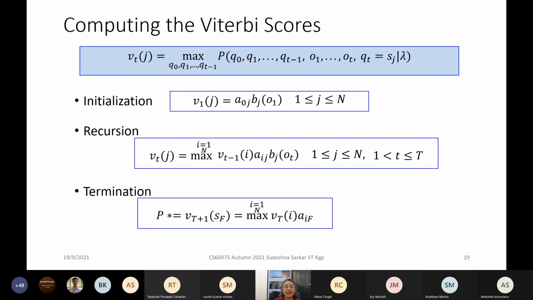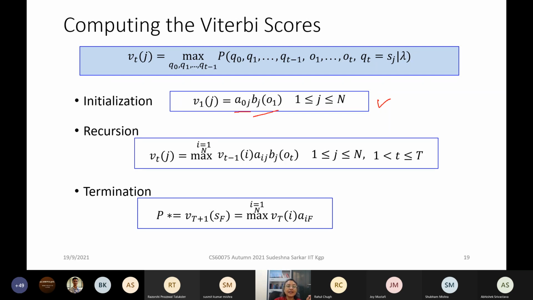So first we initialize. This is for the first column. For the first column, V1j is A0j. What is A0j? It is the probability that the first tag in the sentence is j. And then Bj(O1). What is Bj(O1)? It is that for the jth tag, the emission is O1. O1 is my first word. So this is the initialization of the first column.